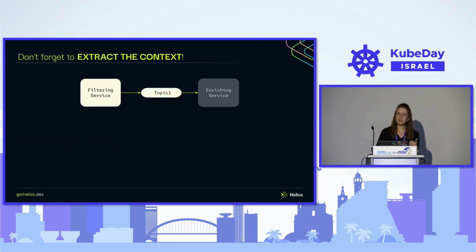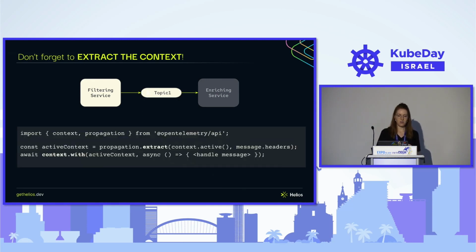And like I said, it's very important to remember that on the receiving end, the reading end, we also need to extract it and to apply it to the rest of the code. Here again, you can see how easy this is and how easy the API is. We simply extract the context from the headers and then run the rest of the code with this context.